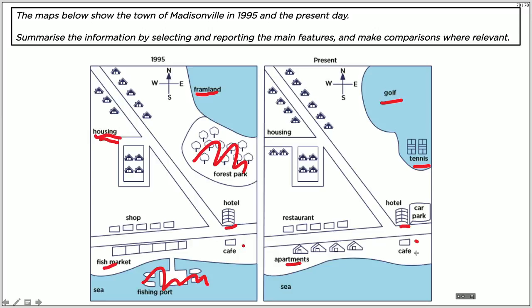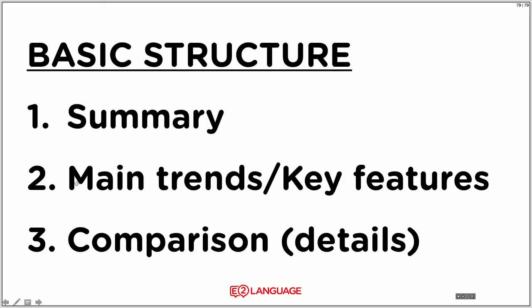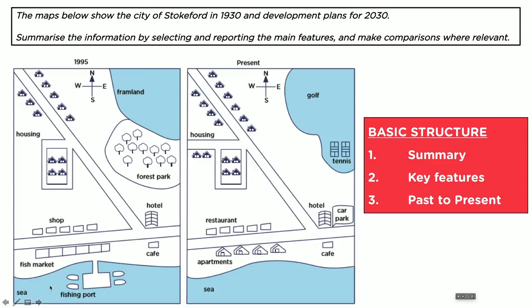Okay? All right, how do we do this? Let's plan our writing. Well, we know the basic structure is summary sentence. Again, this one's not really trends because you could talk about main differences, I guess you could say here, main differences, but certainly key features. That's going to be in our second paragraph. And then the comparison happens in detail in the third paragraph, okay? So let me take you through this. Okay, so we want a summary. I'm going to talk about key features, and then I'm going to compare past to present.